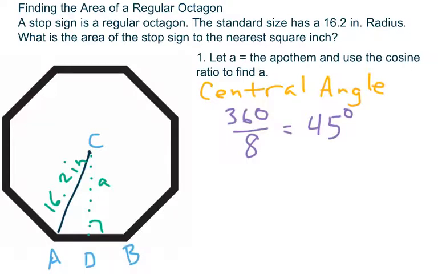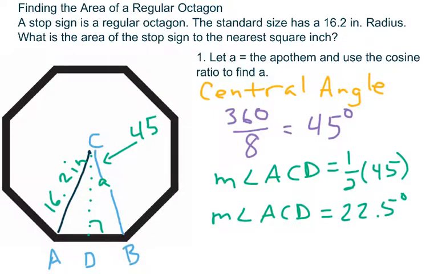If we consider triangle ACB, then that corresponds with our central angle measure of 45 degrees. In other words, angle C equals 45 degrees. To find A, we're interested in finding the measure of angle ACD, and angle ACD would be simply 1/2 of 45. So the measure of angle ACD equals 22.5 degrees.